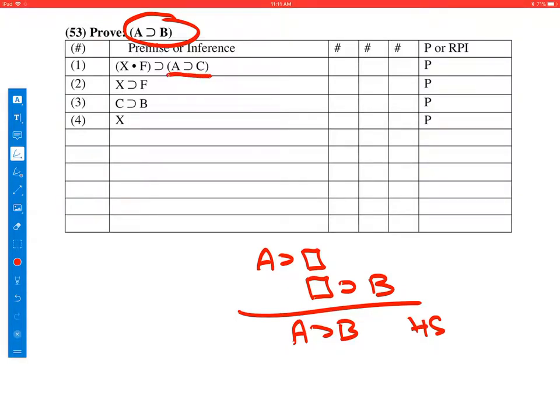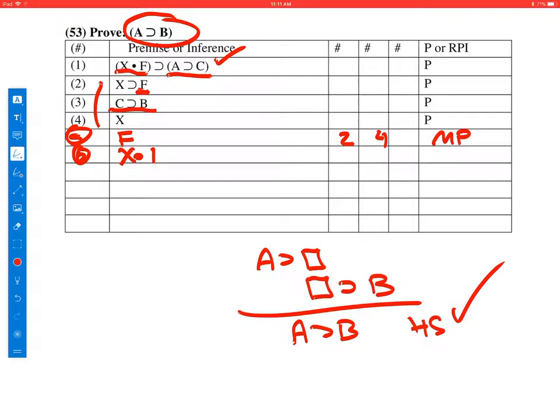So I look around. I see that if I work, I can get an A then C out of line 1, and I have a C then B in line 3. So those are the two pieces I need to do this hypothetical syllogism. So my first problem is just getting this X and F. I have an X in line 4. I need an F, but I can get an F from 2 if I have an X, and I do on line 4. So let's get that F. F 2, 4 modus ponens.